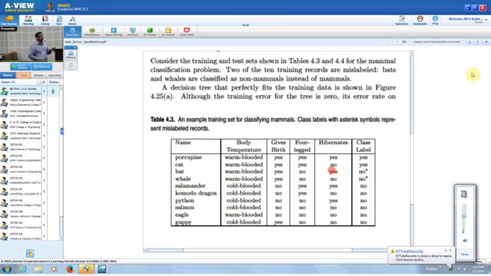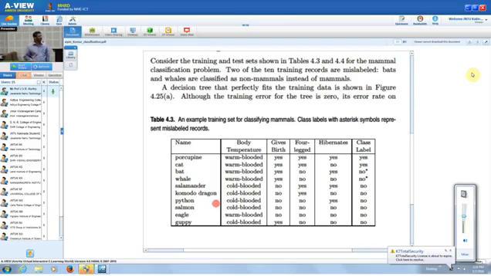So these are the names of some animals: porcupine, cat, bat, whale, salamander, Komodo dragon, python, salmon, eagle, guppy, and various other animals over here. Here, the bat and whale were wrongly classified as non-mammals, whereas bat is a mammal and whale is a mammal.